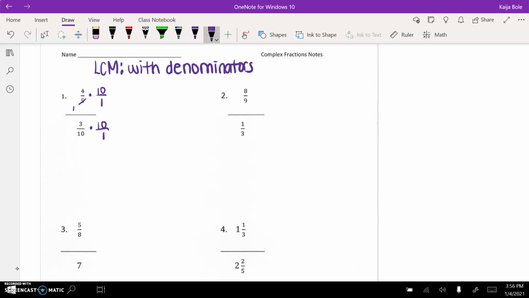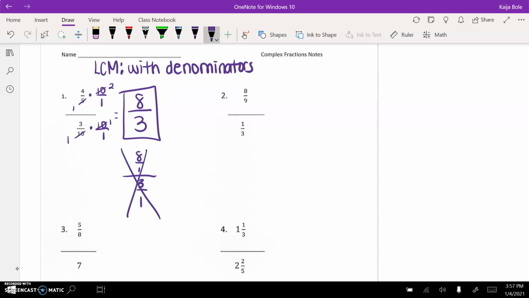So this would become a 1. This would become a 2. And then I have 1s on the bottom, which is what I want. So 4 times 2 is 8 over, and then these cross divide, so I get 1s on the bottom, 3, and that's my answer. Because it'd be kind of silly to write 8 over 1 over 3 over 1, that's just 8 over 3.